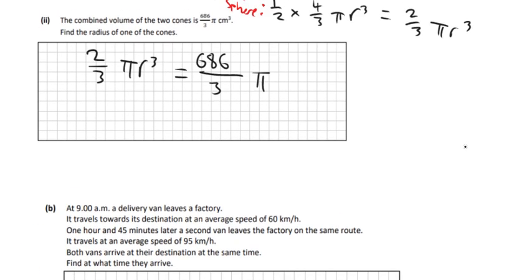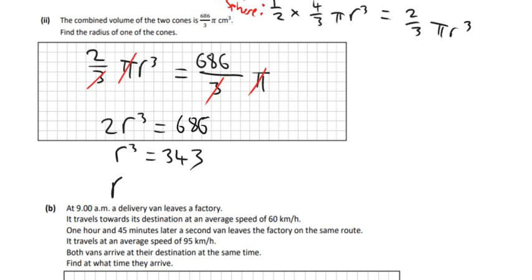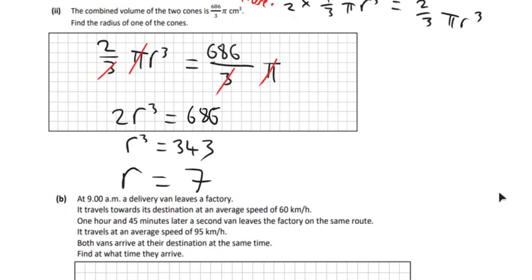So you'll see then things are going to cancel out, so the pi's will cancel out, but also the 3 on the bottom. There's a 3 on the bottom on both sides, and you can just let them cancel out. So what we're getting is 2 r cubed is equal to 686. I can divide that by 2 easily enough. It's going to be 343. So we're getting r cubed is equal to 343, and 343 is actually a cube number, so r is equal to 7, because 7 cubed is 343. So that's the answer. r is 7.